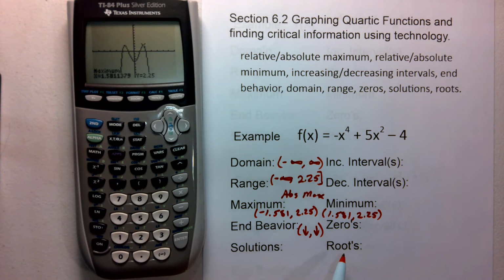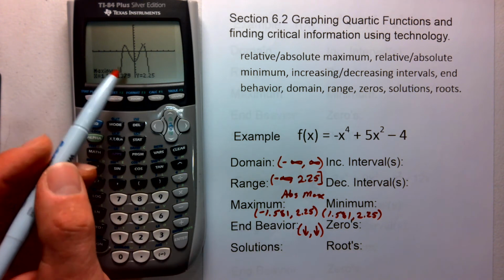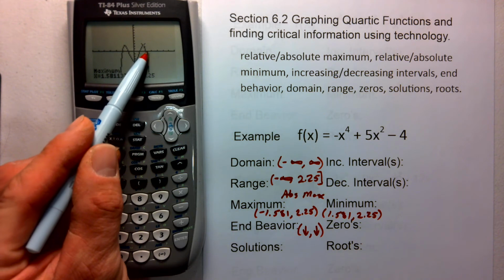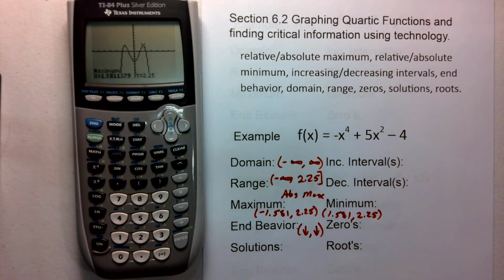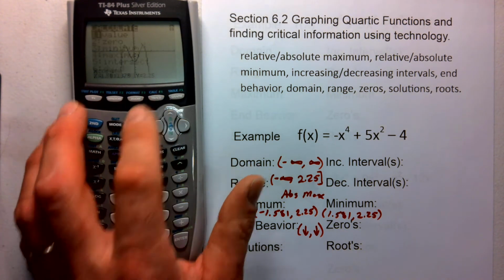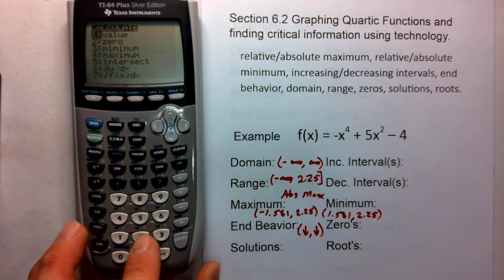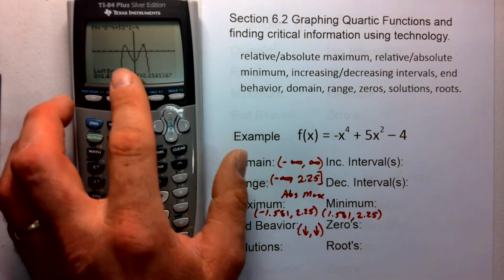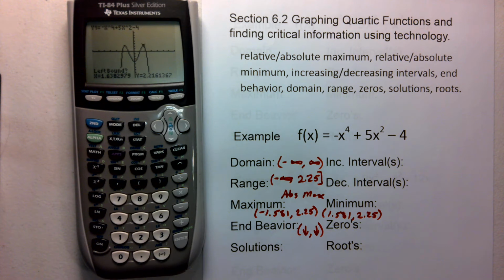Our solutions, zeros and roots. Again, we're looking, where do we cross the x-axis here? Well, I can go ahead and do my second trace. I can do a zero. Again, we can either type in a number or we can move that cursor. It looks like it's going to be at about negative 1.5, or sorry, negative 2.